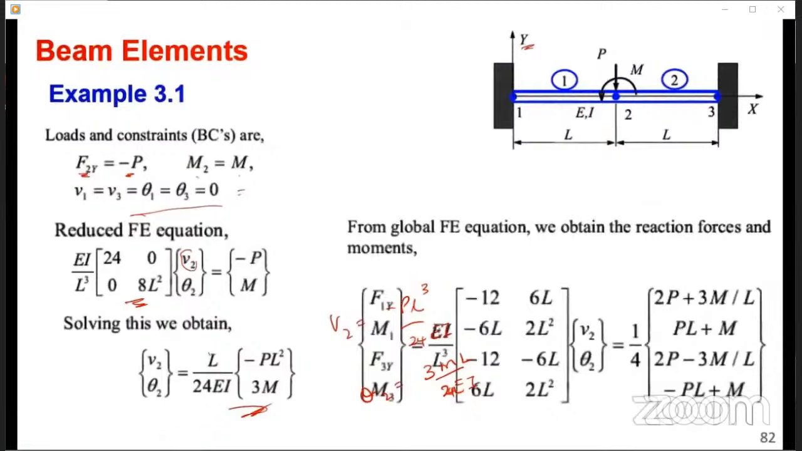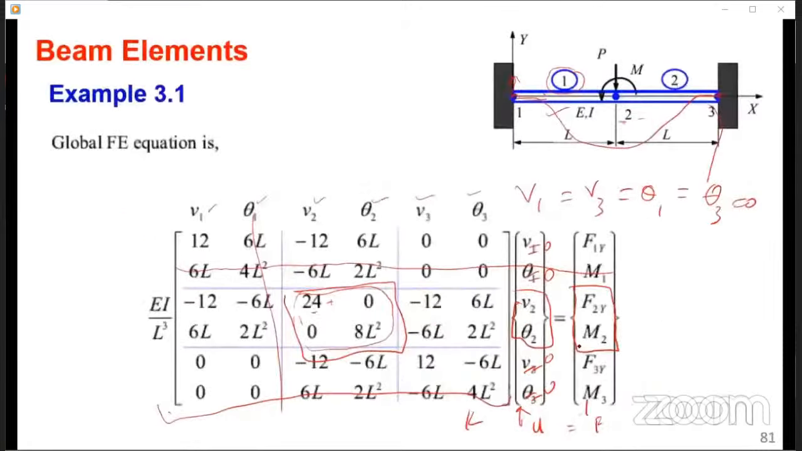So we move ahead to evaluate the other unknown quantities. So this is the global finite element equation. We go ahead to obtain the reaction forces and the moment. And as you can see, V2 and theta 2 are now known. So we can invoke F1, M1, F3, M3. You know that you obtain these quantities. So it's just a matter of going back to your original equation. Bear with me today, some of these things are not getting erased. I'm just hoping it's not an issue with the streaming platform.